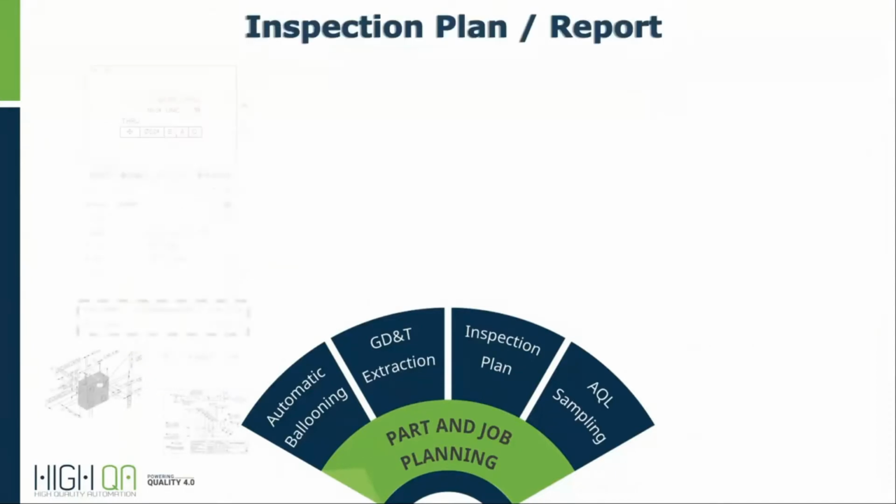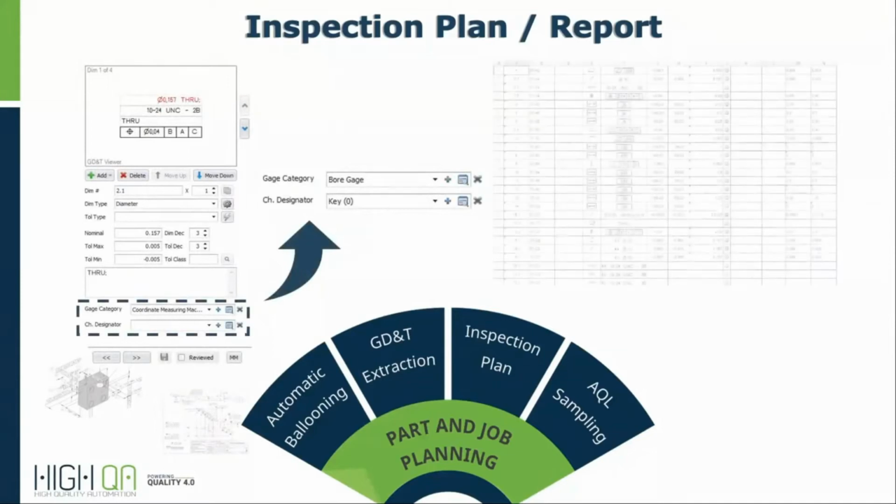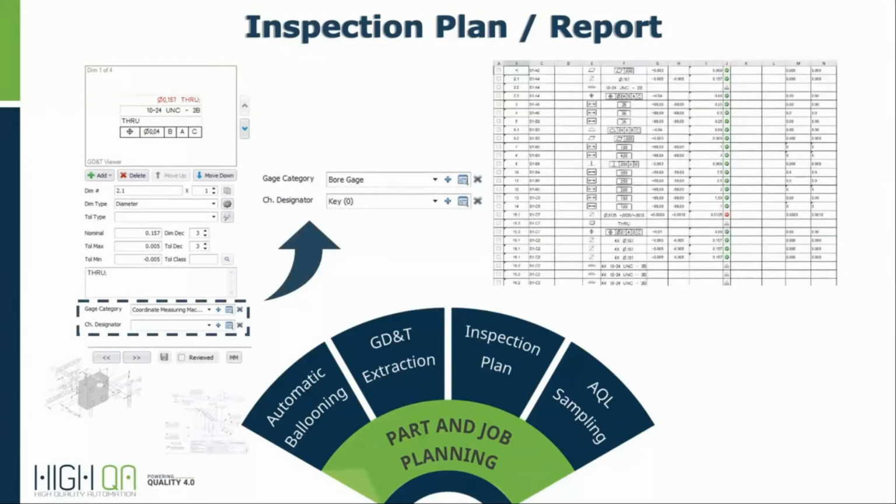From there, you can assign gauge categories, or if you have a special designator like a key characteristic or flight safety, you're able to notate them right here. It's all captured in the inspection plan and stored in the database.